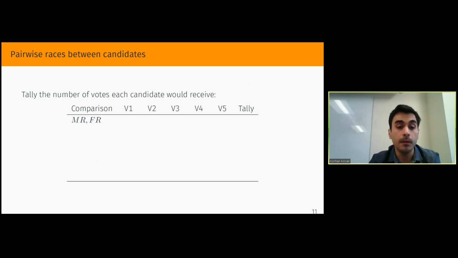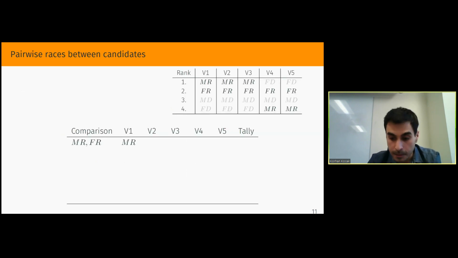So, for example, we can look at a race between a male Republican and a female Republican. You can think of this maybe as a Republican primary race. I can look at this table from the previous slide and notice that voters 1, 2, and 3 rank the male Republican above a female Republican.